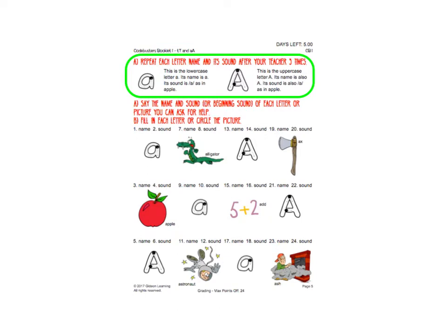Let's read the directions at the top. Repeat each letter name and its sound after your teacher 3 times. This is the lowercase letter A. Its name is A. Its sound is A, as in apple. A, A, A. And now we can write a lowercase letter A. Let's move on to the next one.